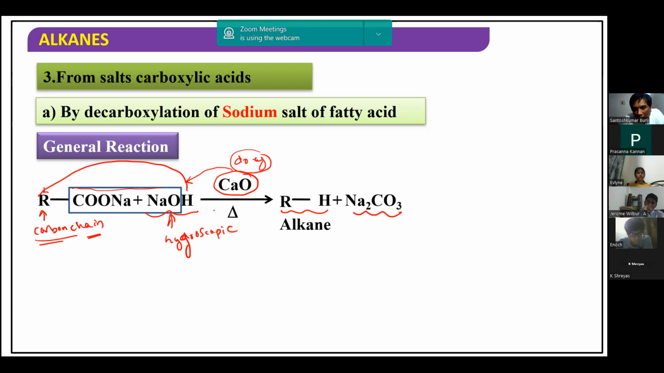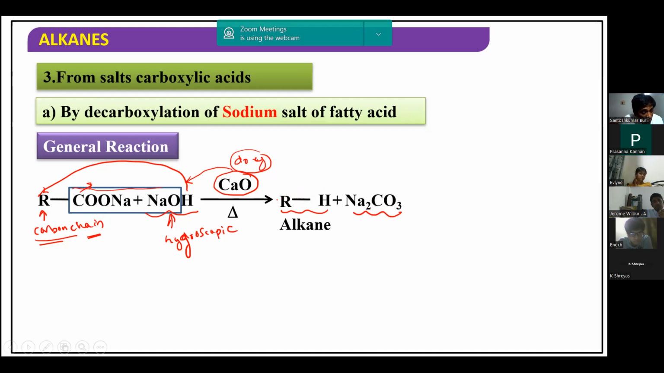After the formation of the alkane, you can observe this carbon is removed. That means the number of carbon atoms in the product is one less than in the carboxylic acid. So the alkane has R carbon atoms, while the salt has R plus 1. That's all. A question may be asked based on this in CET.